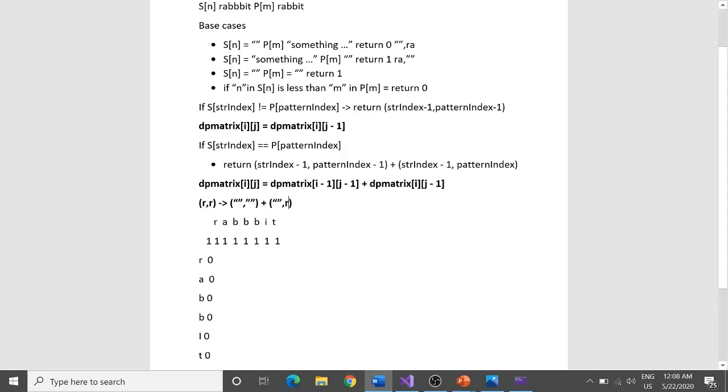So where can I find this subproblem? This is this subproblem. So what would be the answer to this thing? The answer to this is 1. And where can I find this other subproblem? It means an empty string and an R in my pattern. So an empty string and R in the pattern. So the answer to this subproblem is 0.